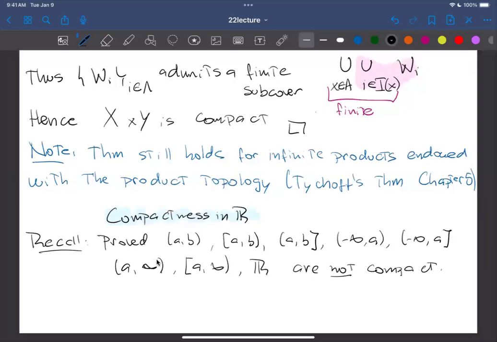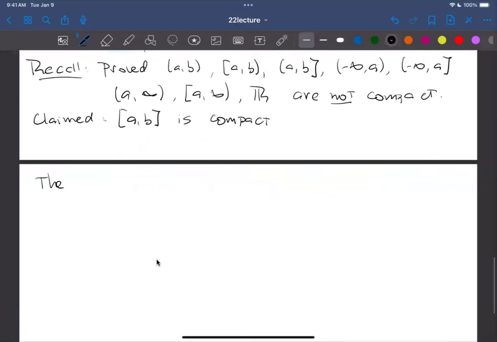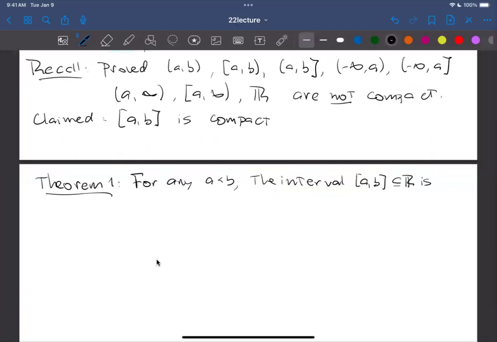Very different from the connected situation, where those were connected. And we claimed, with no proof, that the closed interval [A, B], closed and bounded, is compact. I never proved it. So that's our theorem now, Theorem 1 for today, because the other one was from the previous class. For any A smaller than B, the interval [A, B] inside of R is compact. So we need to prove this.